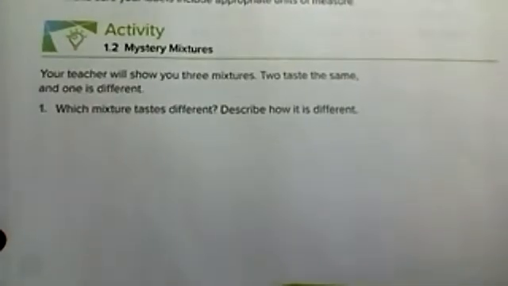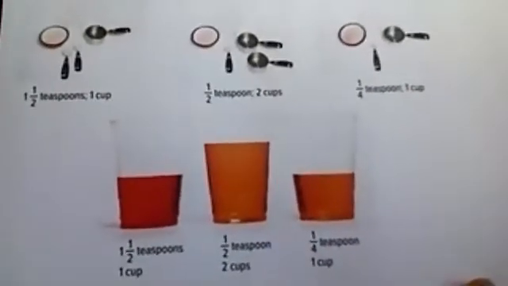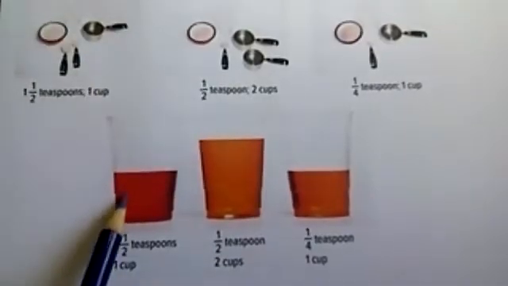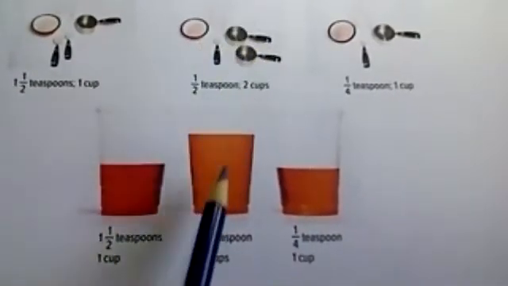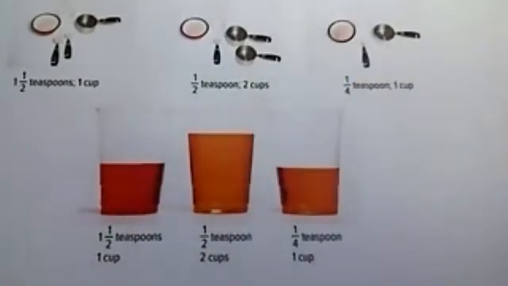It says your teacher is going to give you 3 different types of mixtures. 2 taste the same and 1 is different. So this is what they would be like if we mixed them together. These ingredients correspond to this cup, these ingredients correspond to this cup, and these ingredients correspond to this cup. And one of these tastes different than the other. Which one do you think that might be?